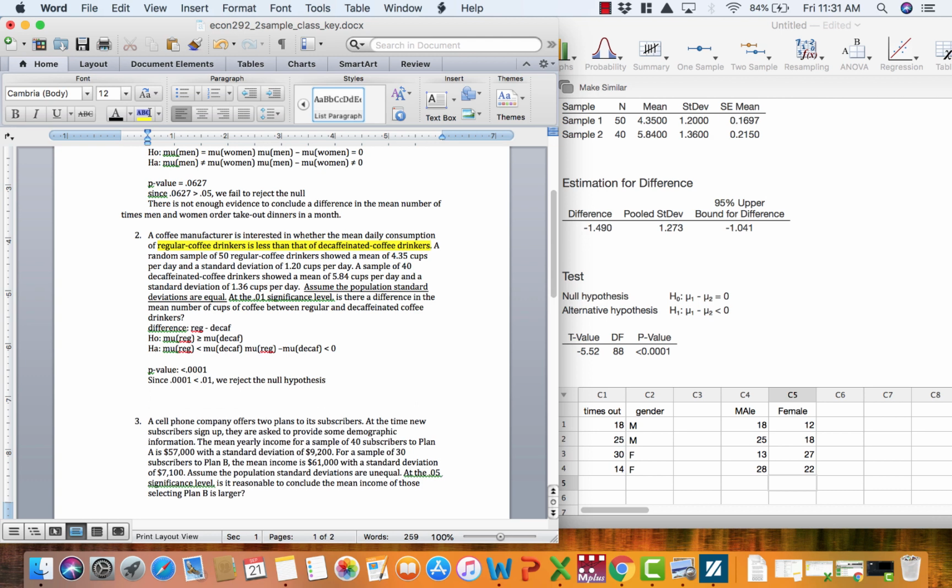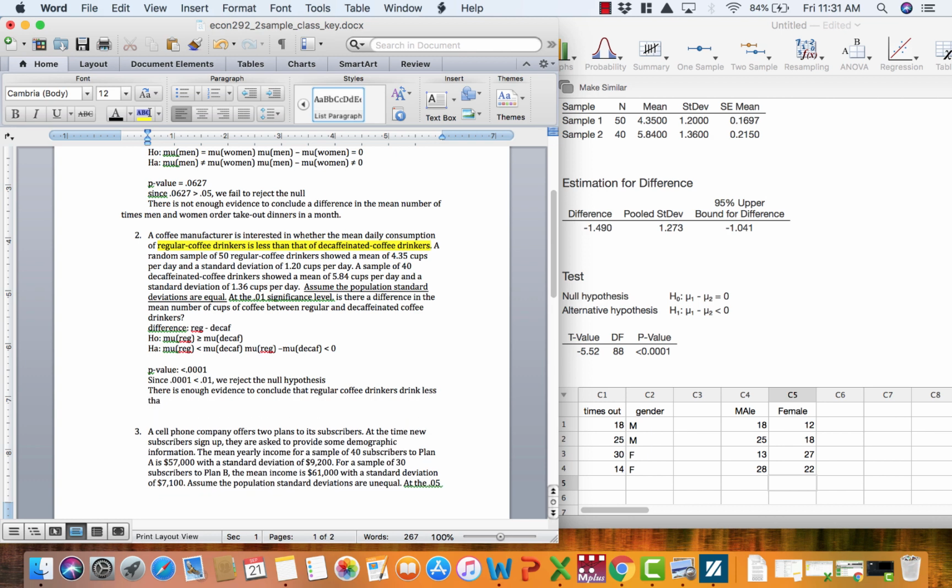If we reject the null, what do we conclude? There is enough evidence to conclude that regular coffee drinkers drink less than decaf coffee drinkers on average. So there is enough evidence to conclude that alternative.